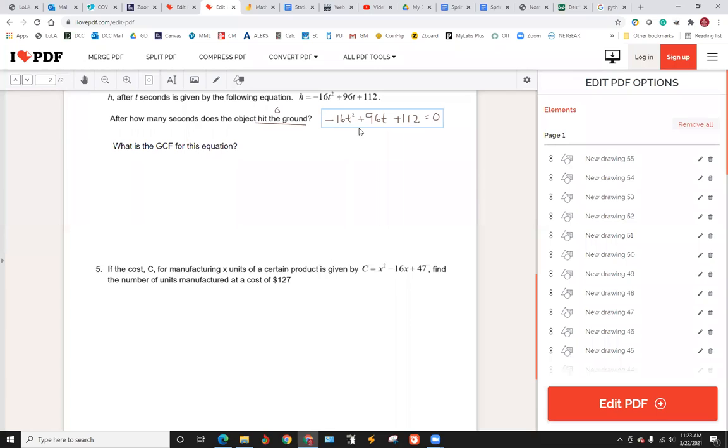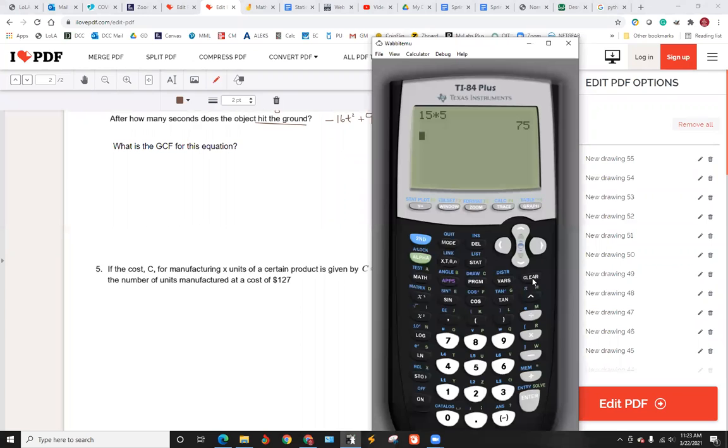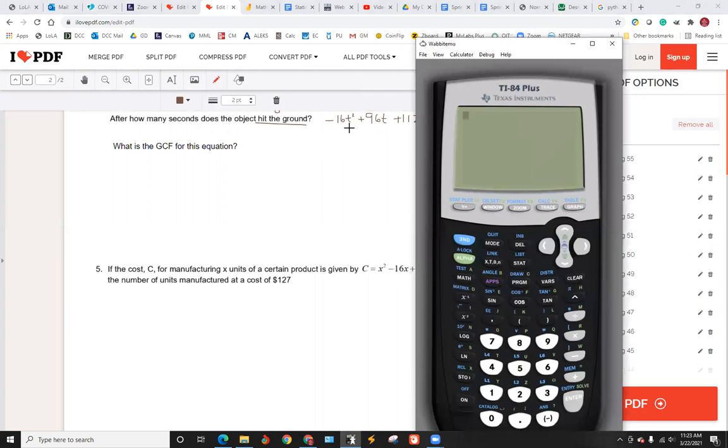What's the greatest common factor? What's the largest number that'll factor out of all of these three numbers? All right, the first thing I would just suggest trying is negative 16. So let's take 96. So that's a perfect factor. What about 112?